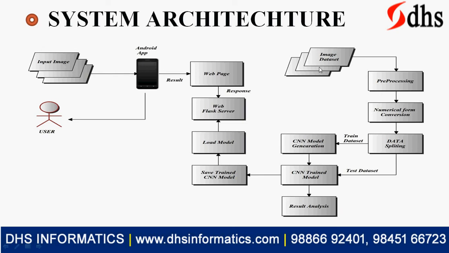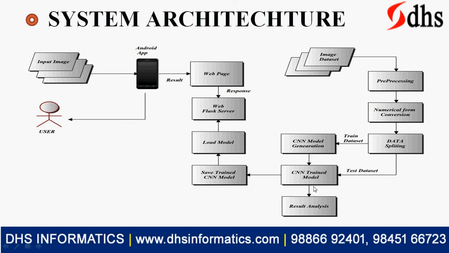That will be clearly mentioned in the system architecture. You can see this mouse pointer I am showing. First, the image data set. It will do pre-processing, resizing of the image, and removal of any noise. We have to remove the noise from the images. Then we convert the image into numerical form and do the data splitting. We give the training data to the CNN model generation, and for the trained model we give the test data set, and we will get the result analysis.